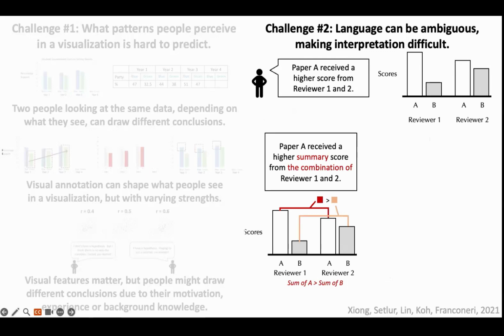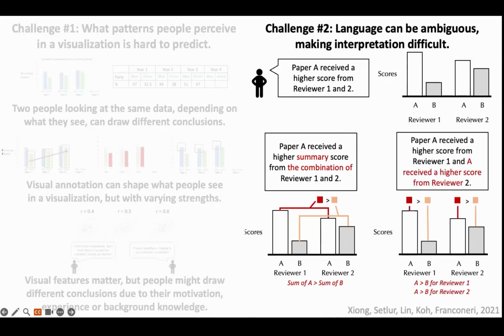So one interpretation of this is that paper A received a higher summary score from the combination of reviewer 1 and reviewer 2. So what this person might be thinking is that the sum of the two white bars is greater than the sum of the two gray bars, okay? But alternatively, they might not be computing sums in their head.